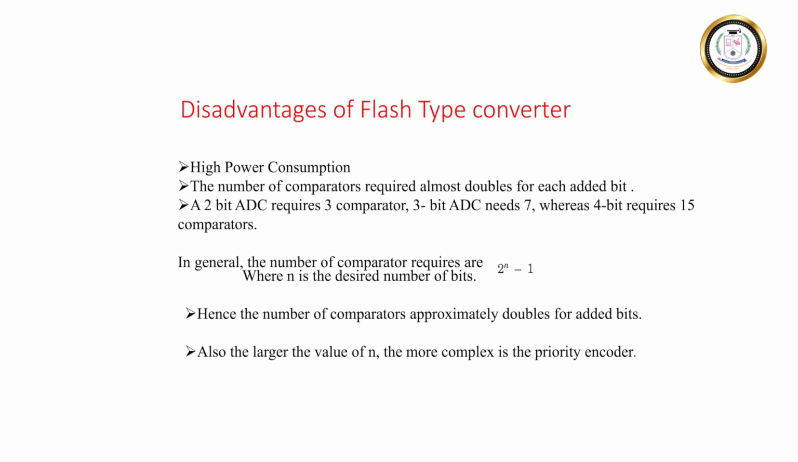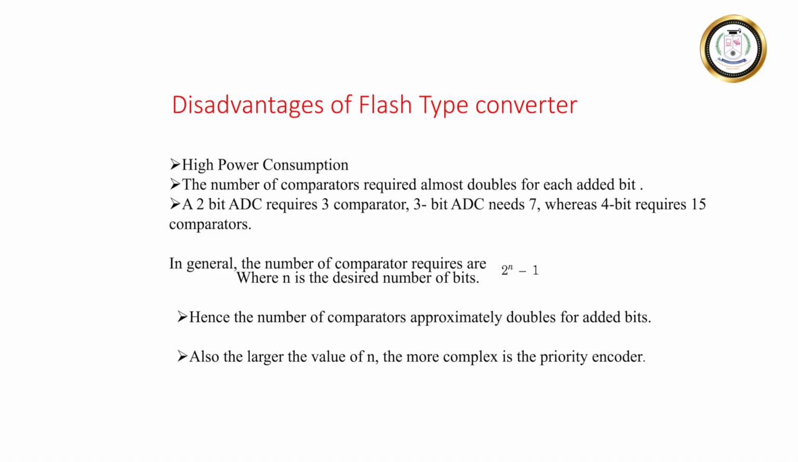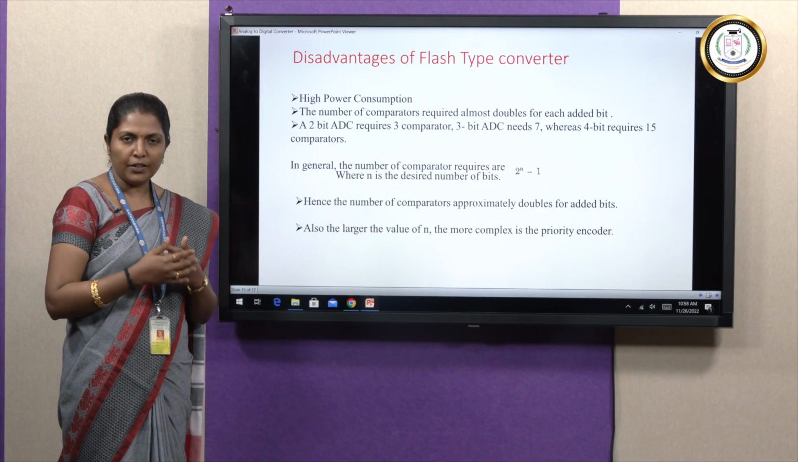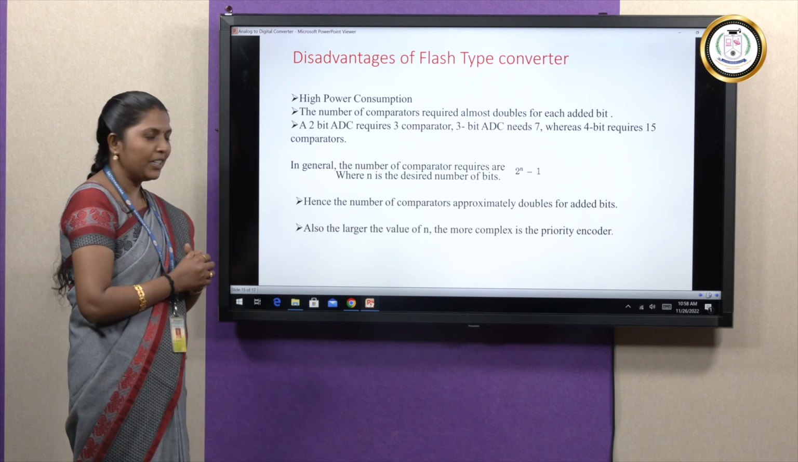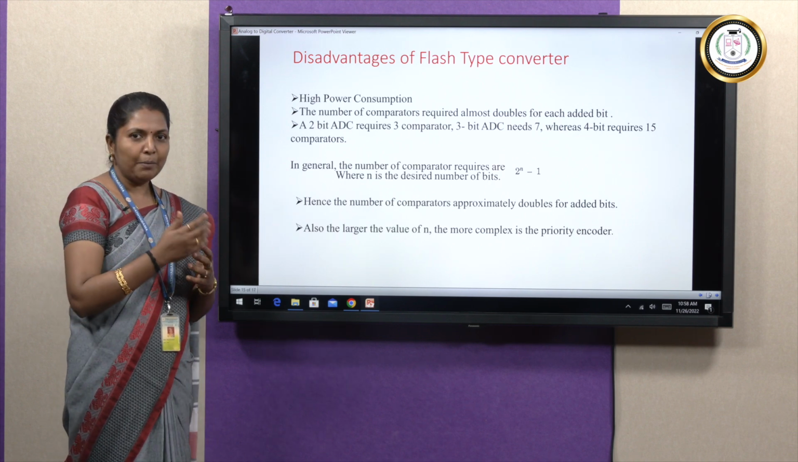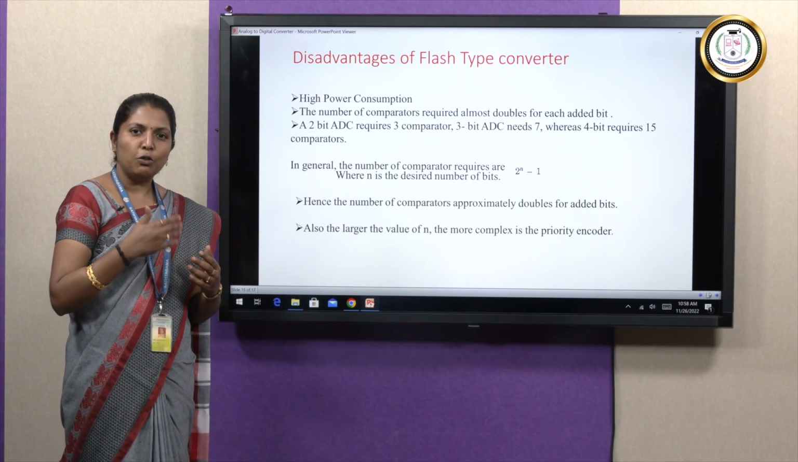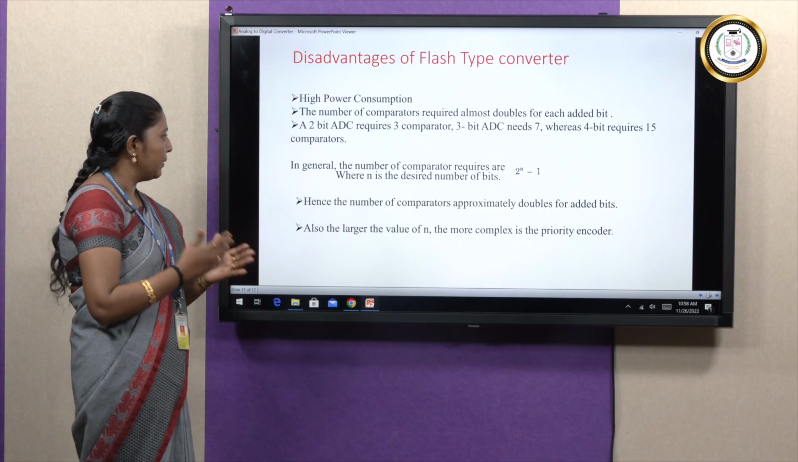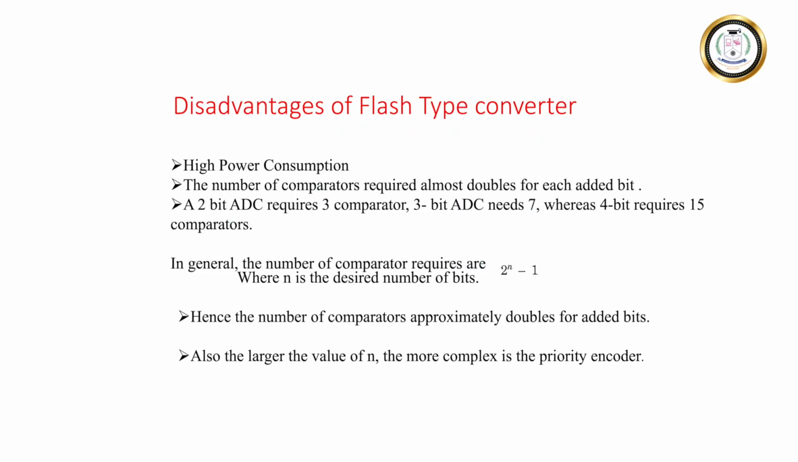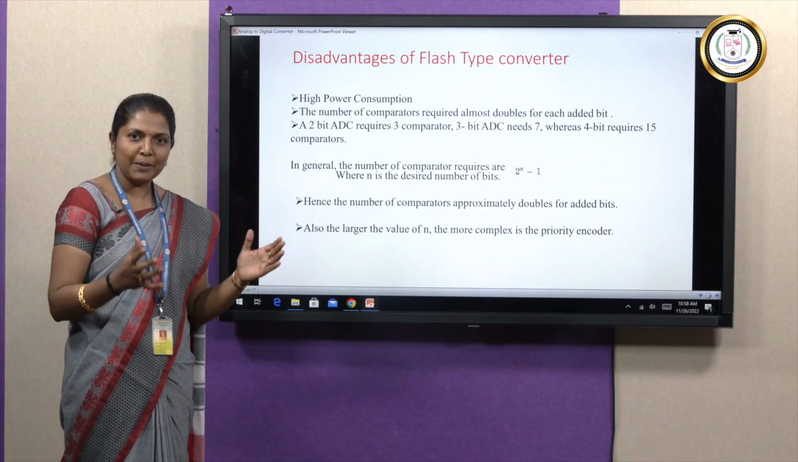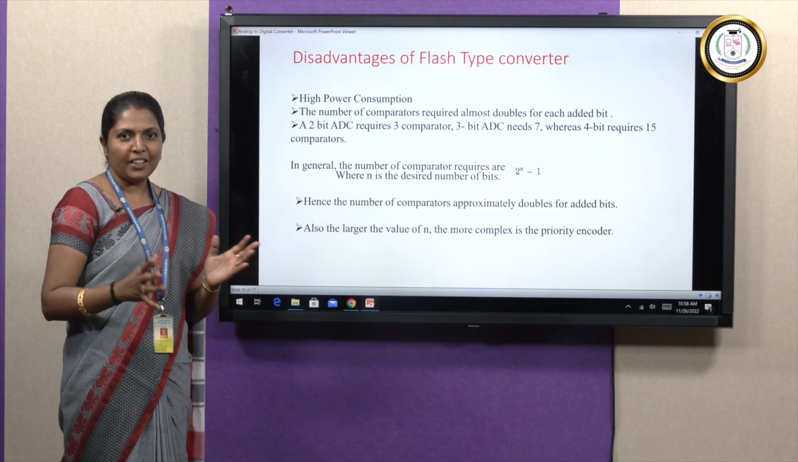How many comparators do we need? We need 2 power n minus 1 comparators. So if you are going for a 3 bit converter, we need 2 power 3 minus 1, that is 8 minus 1, 7 comparators. If you are going for a 4 bit converter, we need 2 power 4 minus 1, that is 15 comparators. Designing a single comparator is quite complex, so designing this many comparators is a complex job.